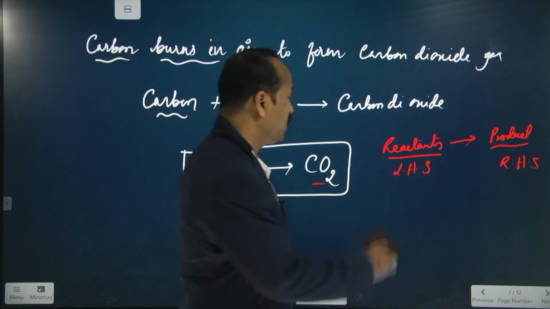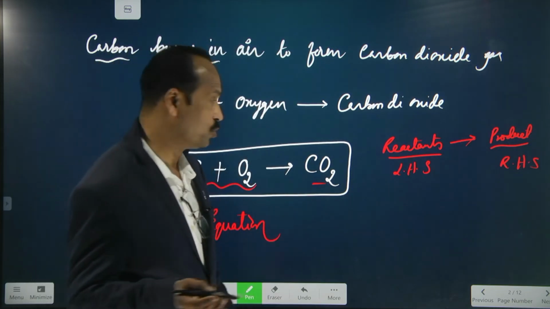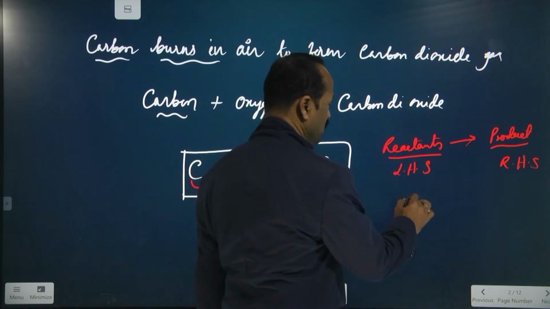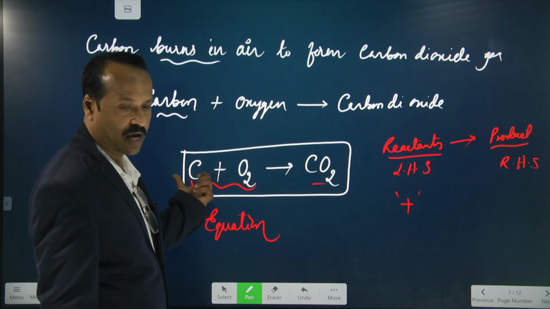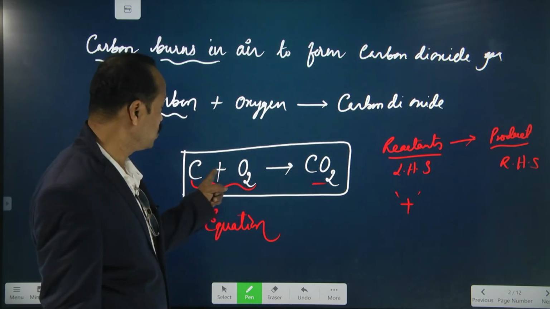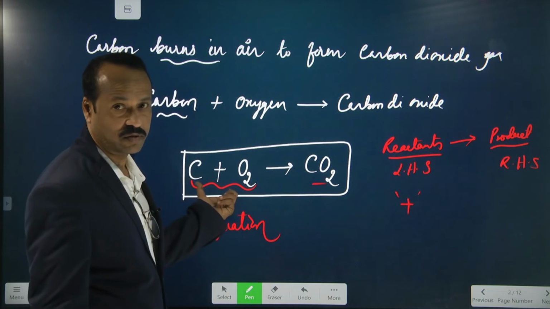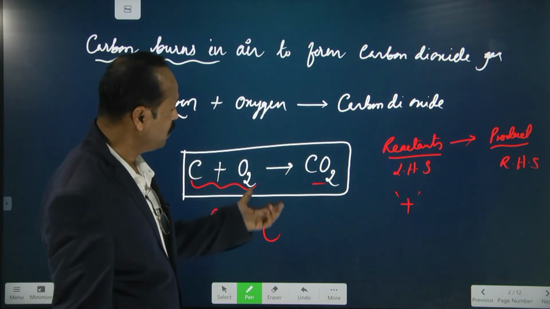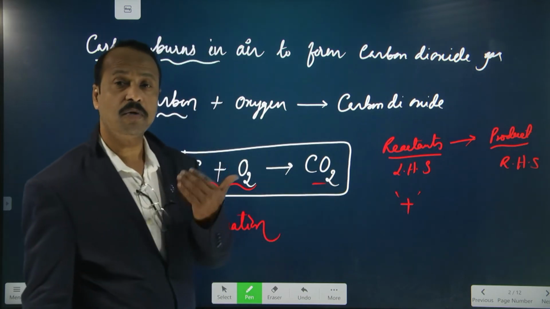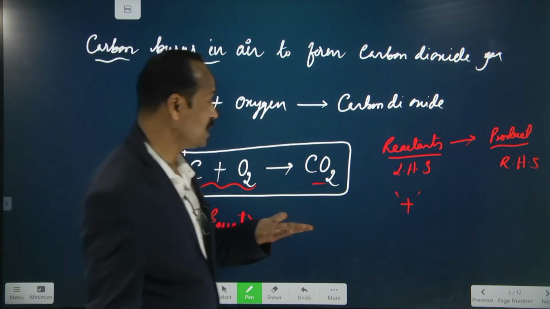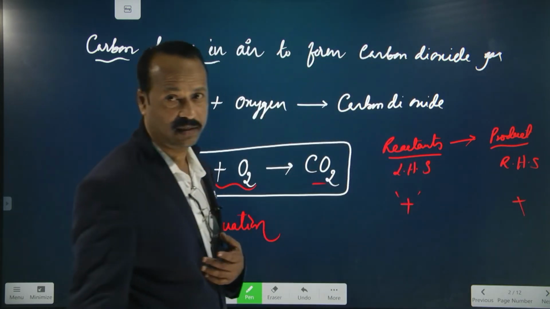Next, if two or more reactants are there, then you can join them by using the plus. Here we have two: carbon is different, oxygen is different, so we join them with a plus. Similarly, if there is only one product, we need not write any plus on the right hand side. But if there is more than one product, you can join them with a plus too. Is this clear to you?